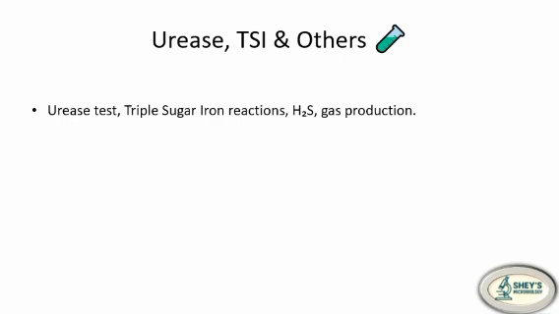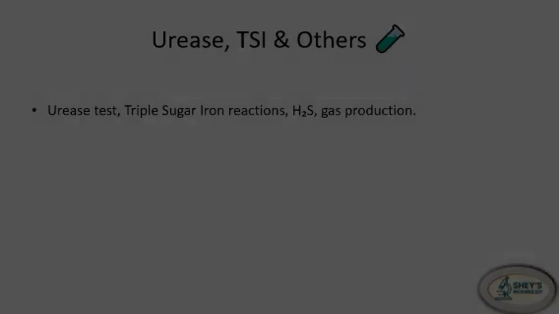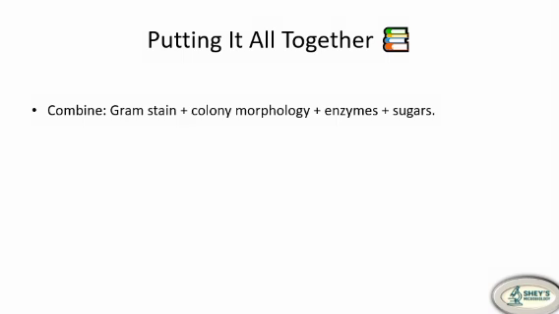TSI, triple sugar iron test. This one checks multiple things at once: glucose, lactose, sucrose fermentation, gas production, hydrogen sulfide formation. If the butt turns black, hydrogen sulfide is present. If cracks or bubbles form, gas is present. If the slant and butt change colors differently, different sugars are being used. TSI is like a summary card for Enterobacteriaceae.